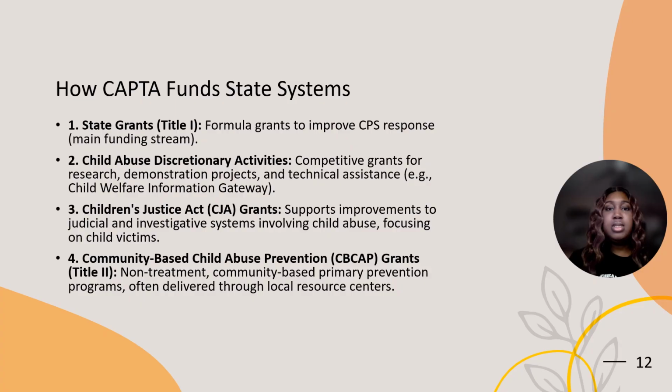How CAPTA funds state systems. 1, there are state grants, which is the main funding stream. 2, there are competitive grants for research, demonstration projects, and technical assistance. 3, there is the Children's Justice Act grant, which supports improvements to judicial and investigative systems involving child abuse, and it focuses on child victims. And there are community-based child abuse prevention grants.